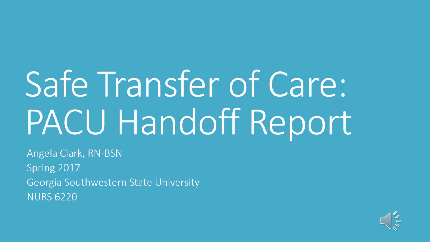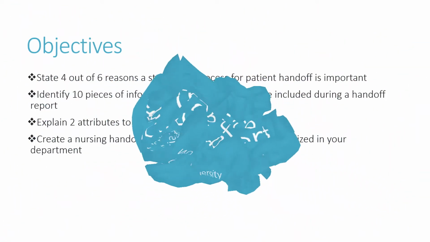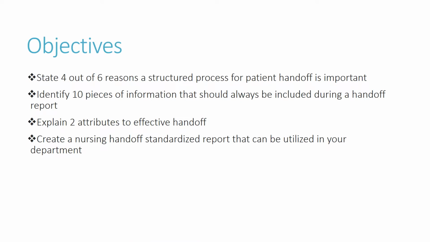Today, we will be discussing how standardized reporting contributes to the safe transfer of care from the operating room to PACU. By the end of this lesson, you should be able to state 4 out of 6 reasons a structured process for patient handoff is important, identify 10 pieces of information that should always be included during a handoff report, explain 2 attributes to effective handoff, and create a standardized patient handoff report for your department.